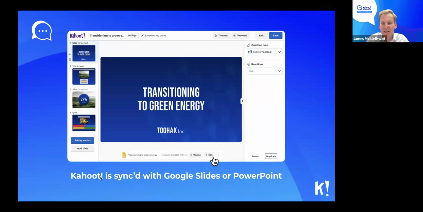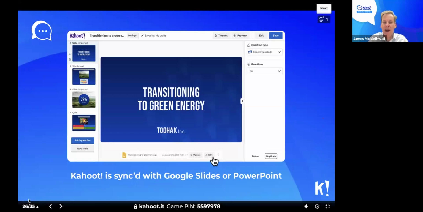You can import slides today, but you will be able to actually sync your slides, which means that if you or your team change your slides in Google or in PowerPoint, when you click the update button in Kahoot, you will synchronize those changes with Kahoot and import updates from your slides into your interactive presentation in just a click of a button. We think, based on customer feedback, that this is a big game changer and a massive time saver. We hope you agree.